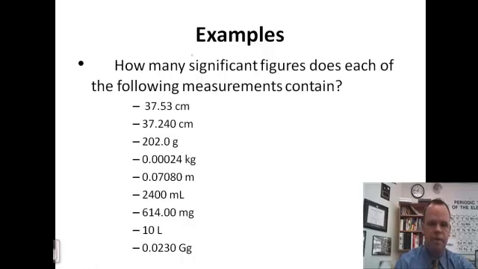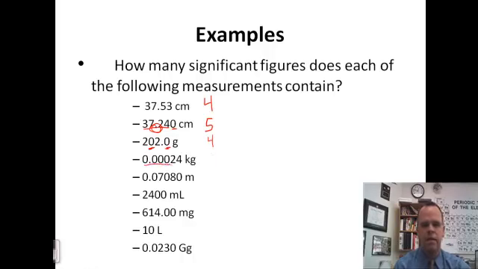So this first one, 37.53. 4 numbers, all non-zero, so we have 4 significant figures. 37.240. These 4 are non-zero, so we have 4. This 0 comes after a decimal place. We have the decimal place. So we have 5 significant figures. Trailing zeros after a decimal place are significant. This is a trapped 0. This is a trailing 0 after a decimal place. Both significant. So we have 4.